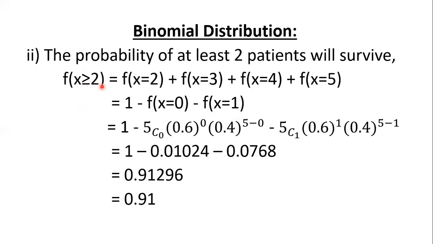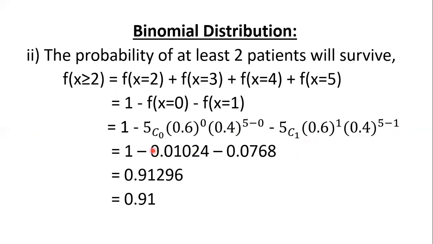P(X ≥ 2) = 1 − 5C0 × (0.6)^0 × (0.4)^(5−0) − 5C1 × (0.6)^1 × (0.4)^(5−1).